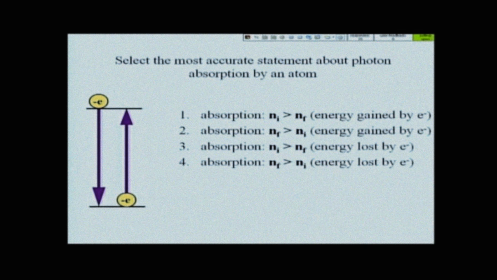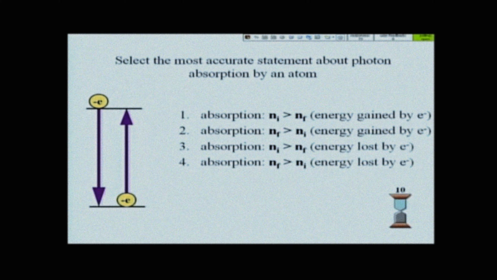So we have 4 choices in terms of initial and final energy levels, and also what it means in terms of the electron, whether it's gaining energy or whether it's going to be emitting energy. So why don't you take 10 seconds on that? We'll make it a quick one.